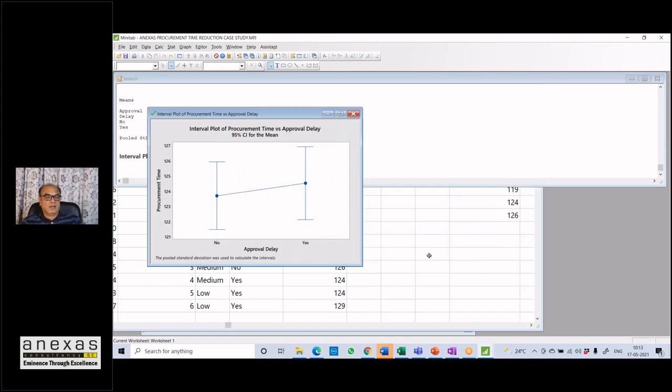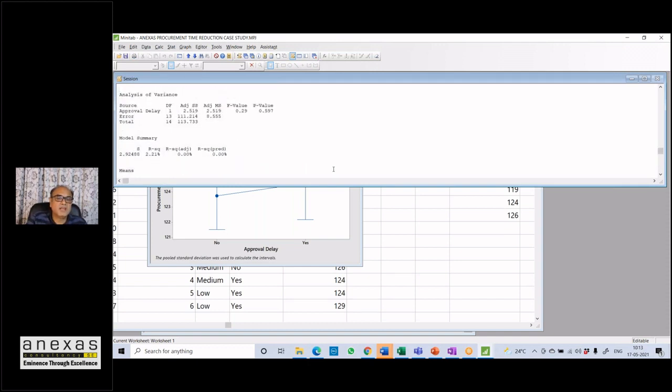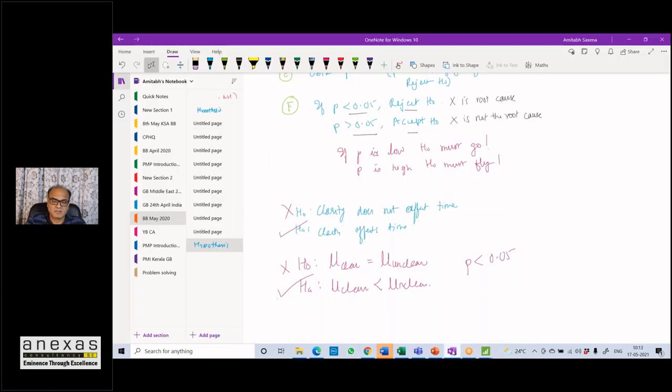Okay. Well, approval delay, when it is not there, it is a little bit less, and a little bit high otherwise, but that little bit is meaningless. Look at the population, the uncertainty. They are matching. I can't say for sure, but we won't look at the graph. We just look at the p-value. P-value is high, 0.59. P is high, null must fly.